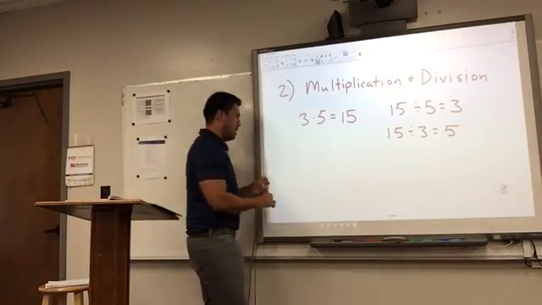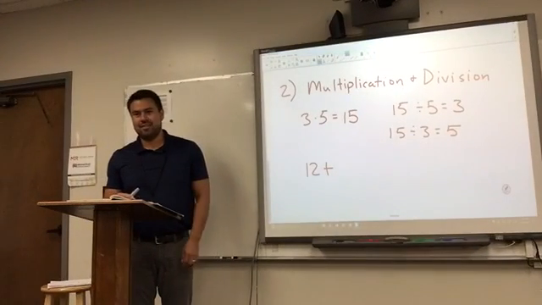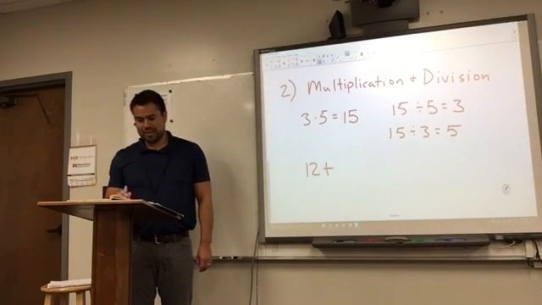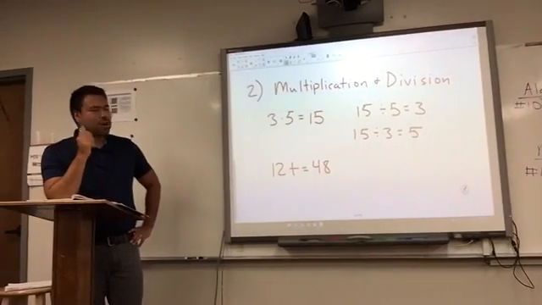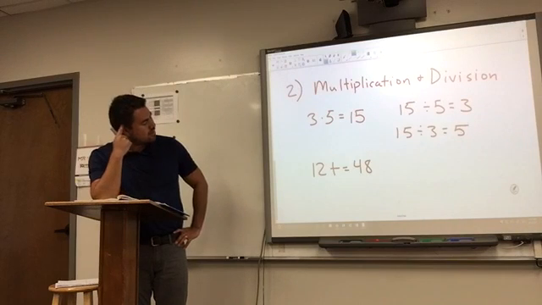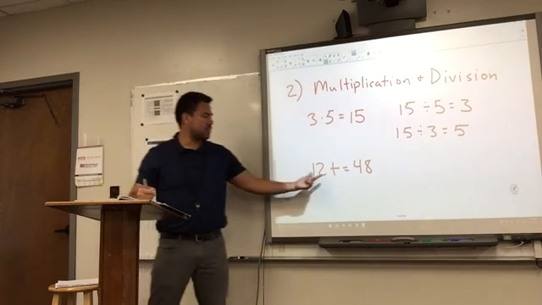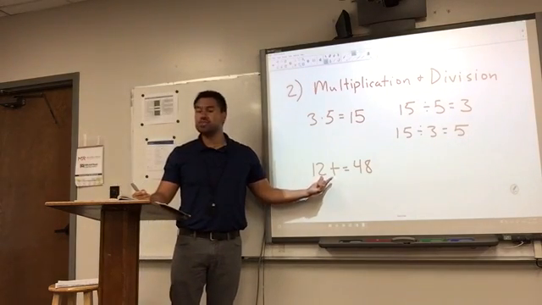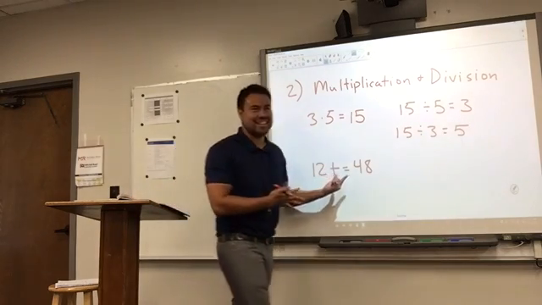Let's do it with a variable. 12t equals 48. What operation is going on there? Is that addition? I'm confused here. Brady? Multiplication right here, right? But there's no multiplication symbol. Explain this to me. How'd you say multiplication? I don't see it.